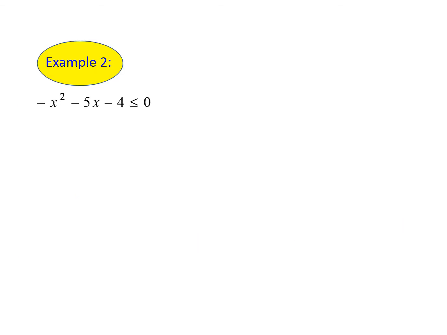Example number 2. For this question, my right hand side is already 0, but I want to write it in a way that my ax squared plus bx plus c is less than or equals to 0, and I want my a to be positive.